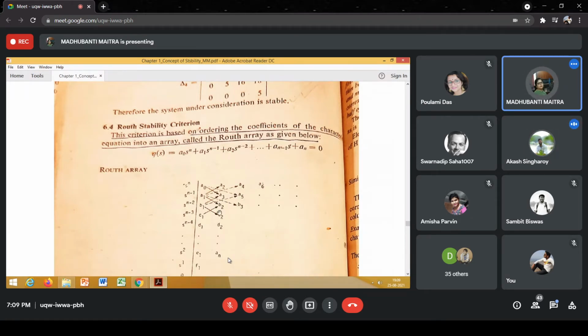Similarly, B2, the next term of this particular row, B2 will be A1 into A4 minus A0 into A5 whole divided by again A1.